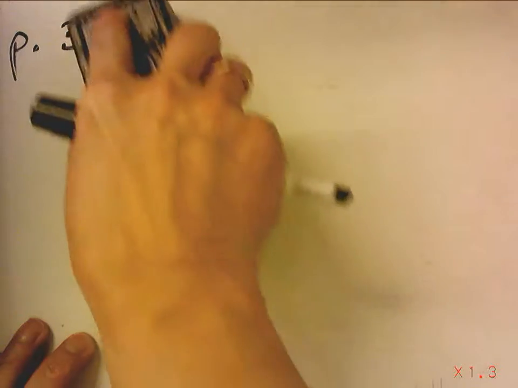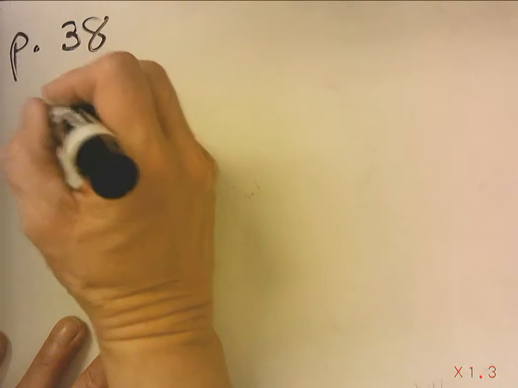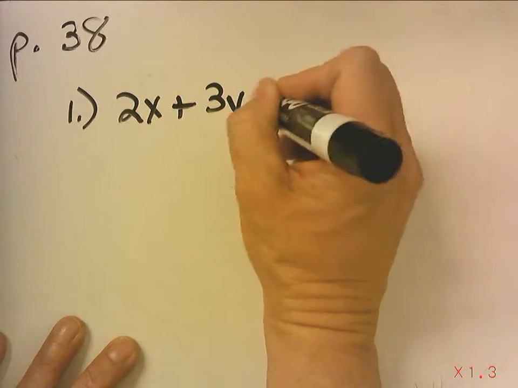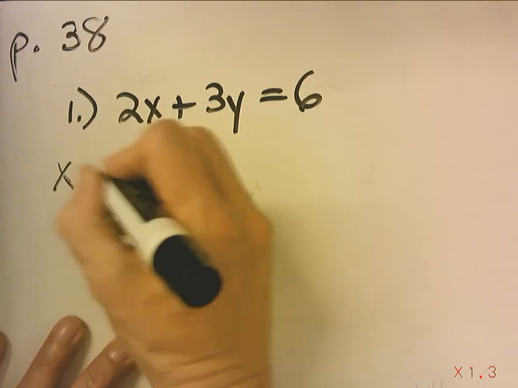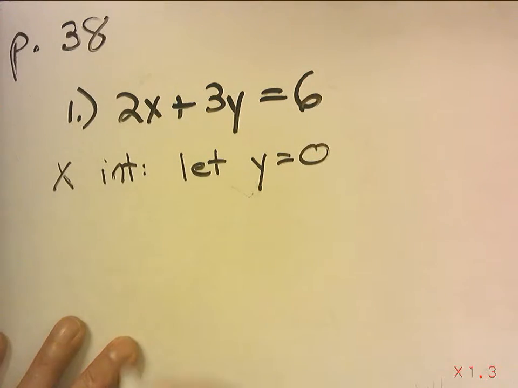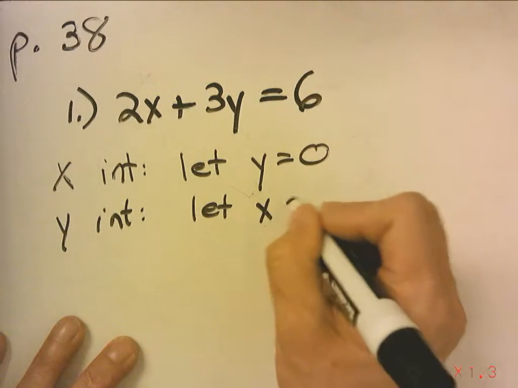Now, we did the rest of 37 in class. So let's look at 38. On page 38, you're asked to find the x and y intercepts. Now, to find the x-intercept, I have to let y equal 0. To find the y-intercept, I have to let x equal 0.